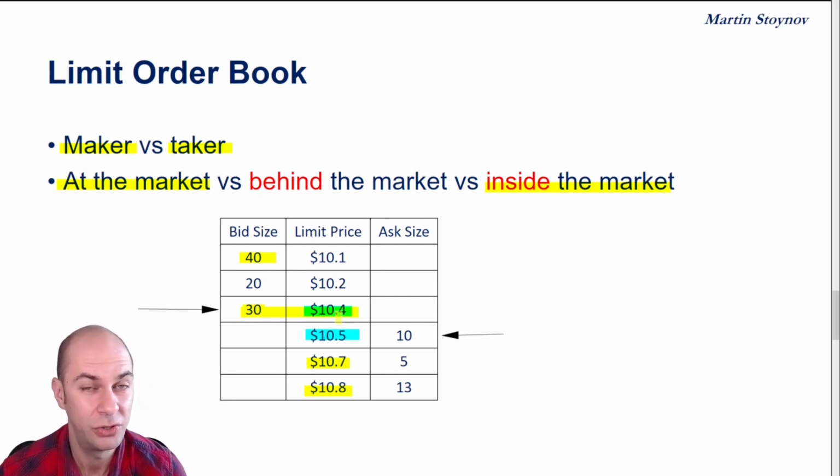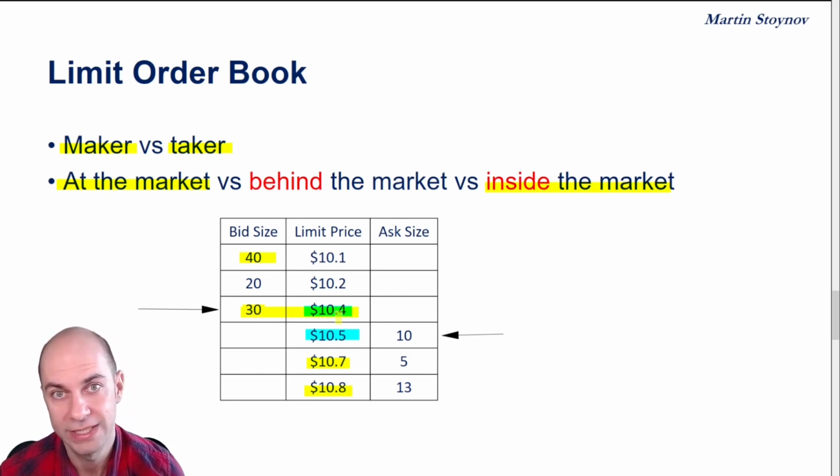If you're a maker, you're simply adding liquidity to the book without a guarantee as to when or even if your order will execute. So unfortunately, if you're a maker, the market may move against you and you may not be able to execute your trade, or you may execute it with delay.